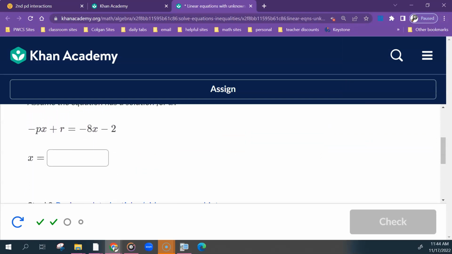Okay, so I'm going to show you how to do these because it's a little bit more complex than what we would do. But if you can do these, then you'll be great for the quiz and test. So go ahead and write this down. Negative px plus r equals negative 8x minus 2.